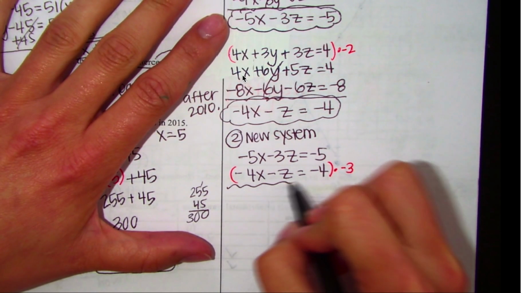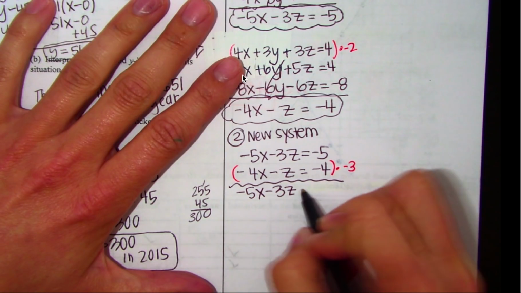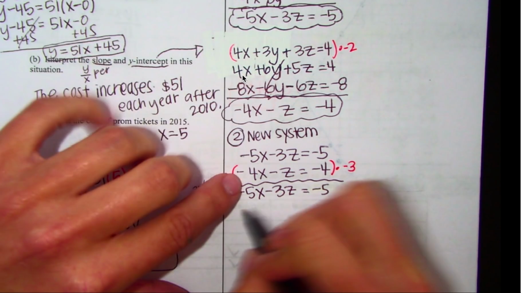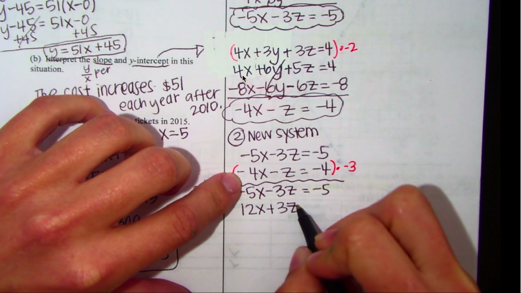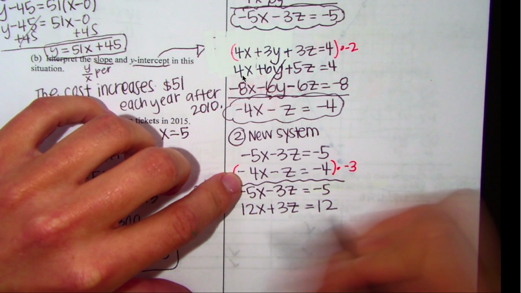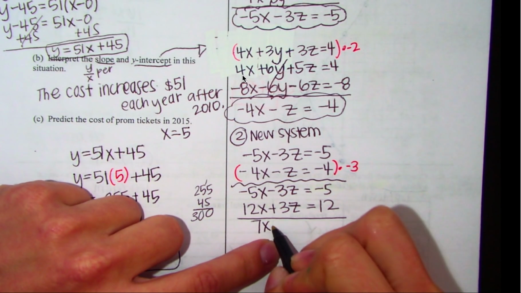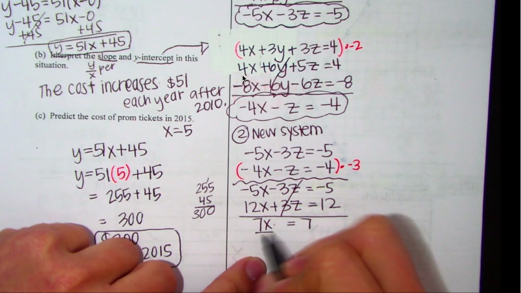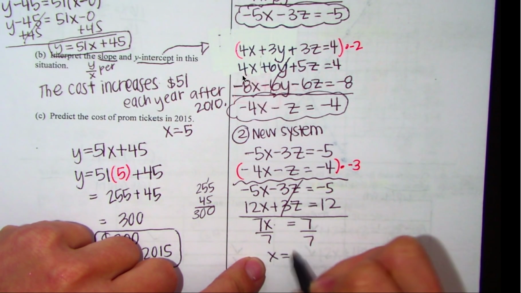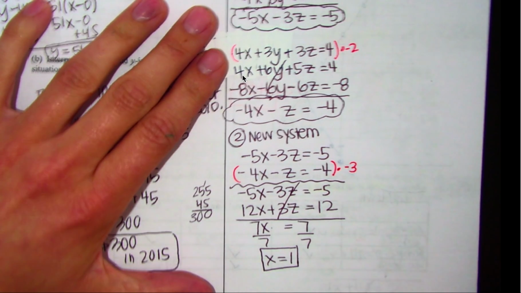And I'm going to go ahead and rewrite both of these equations. The top one is not going to change. The bottom one is going to become +12x plus 3z is equal to 12. I'm going to add down. This is 7x. Those cancel, and that's equal to 7. And then when I divide by 7, x equals 1. All right, so I have the first part of my answer.